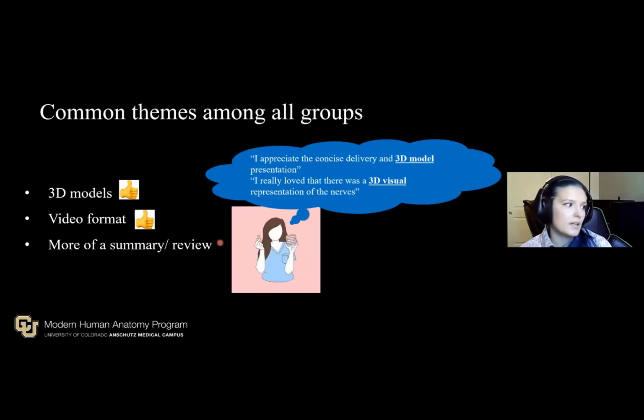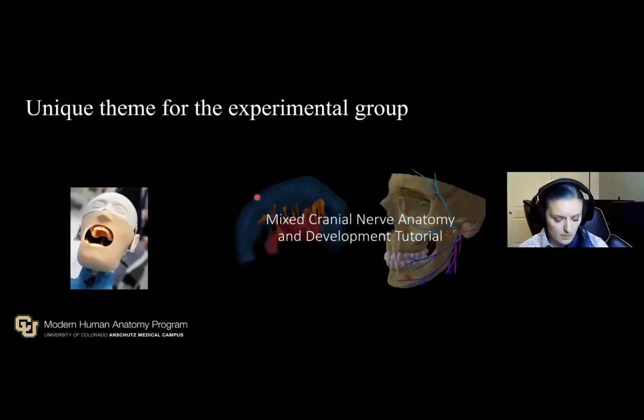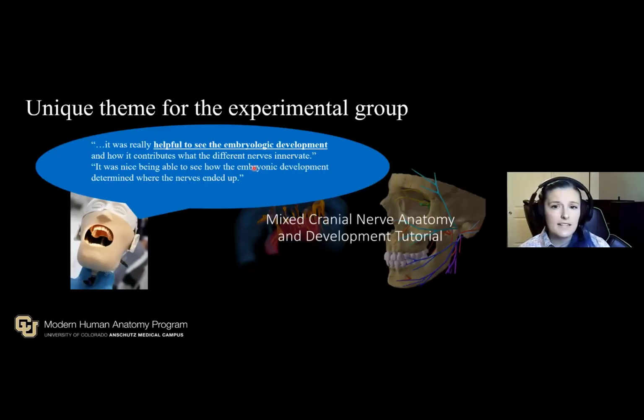An example: I appreciate the concise delivery and 3D model presentation. I really loved that there was a 3D visual representation. Some unique themes for our experimental group was that they liked being able to see the embryology. They felt that it was helpful in understanding the context and why the nerves were where they were. Because when you see these structures in person in gross anatomy lab, it can be very overwhelming trying to figure out why they're located where they are. But with the development, it kind of gives you a little bit more of a story. And the students appreciated that.